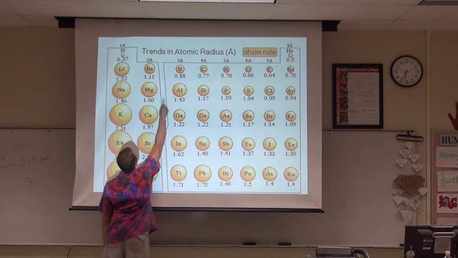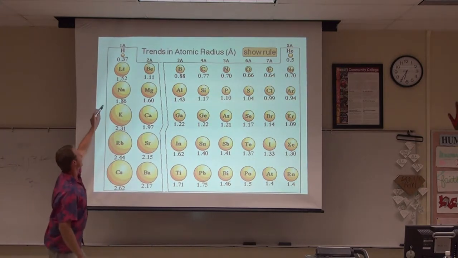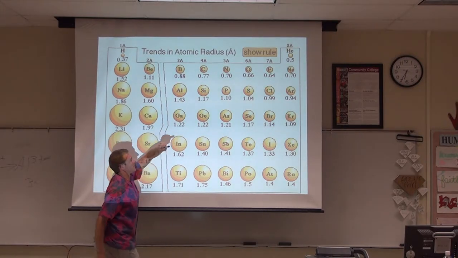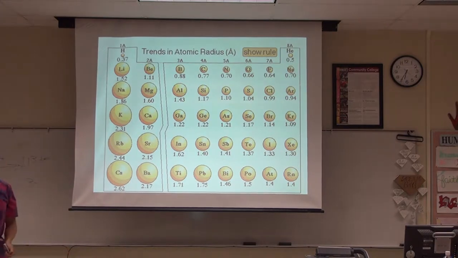Everybody gets a similar radii thing? How they can swap out? They're very similar in size. You're not going to have K coming in and knocking out an aluminum or knocking out a magnesium or whatever, it's just too big. Okay?